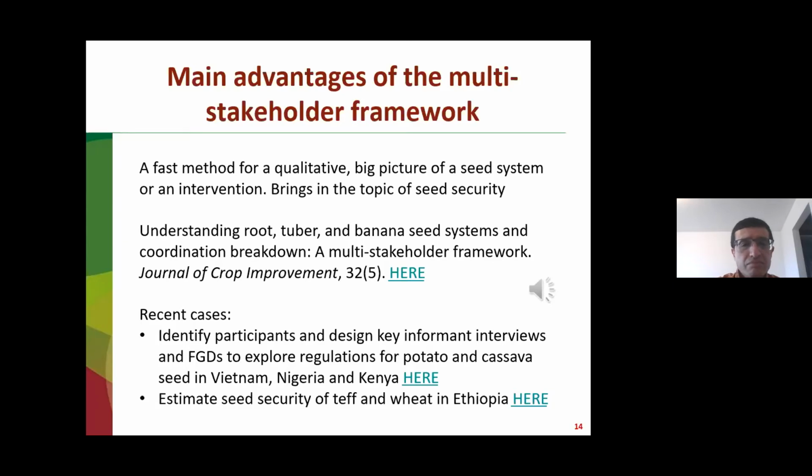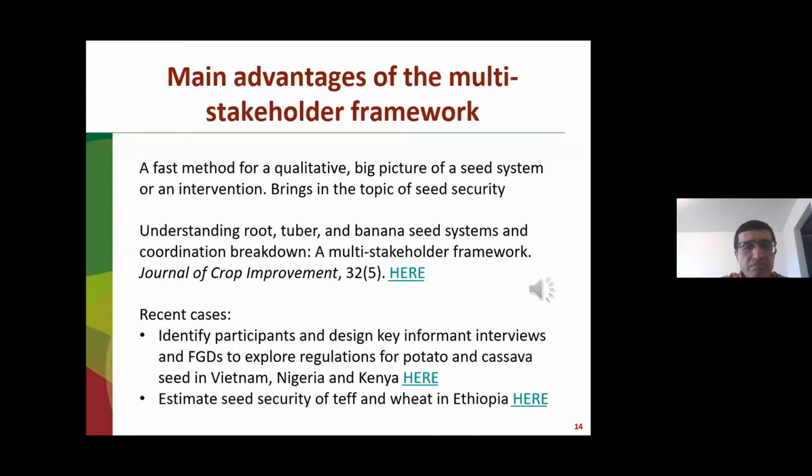So to illustrate this idea of having a quick snapshot of a seed system, we have this publication, Understanding Root, Tubers and Banana Seed Systems and Coordination Breakdown. In this publication, you can see how the framework was adapted from the seed system security assessment developed previously by Louise Sperling, Tom Remington, and other collaborators, and how we adapted the framework for roots, tubers, and bananas, and how it was used to describe and analyze several interventions around the world.